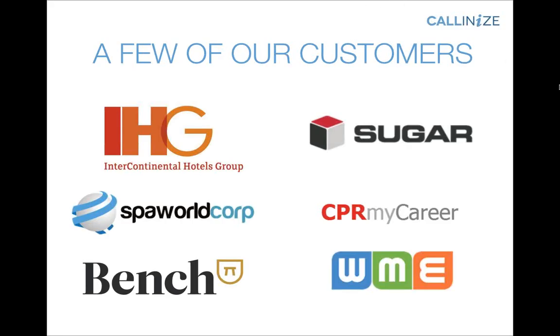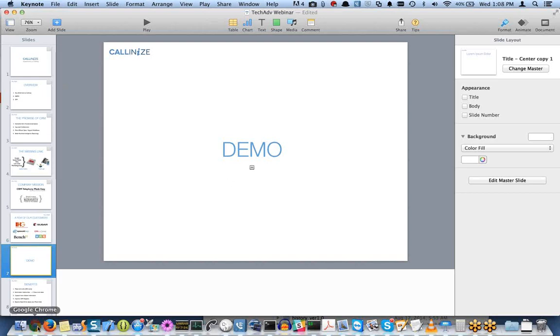A little background on us. We have a good long list of customers. Sugar CRM actually uses our product internally now, so all their reps are using it. Intercontinental Hotel Group is a recent customer who came on board. Spa World Corporation, CPR, My Career. They have different use cases. Some are primarily support. Some are primarily outbound sales. But all of them benefit from this type of technology, which bridges our phone and our CRM. So without further ado, let's get to the demo.